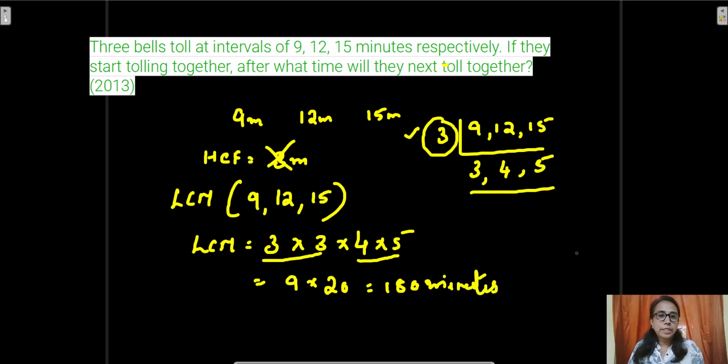Okay, 180 minutes. That means the next 3 bells toll at intervals of 9, 12 and 15 minutes. So after how many minutes will they toll again? That means after 180 minutes. 180 minutes, how to convert it into hours? That is 180 by 60. So, therefore, it will toll after, what is that?